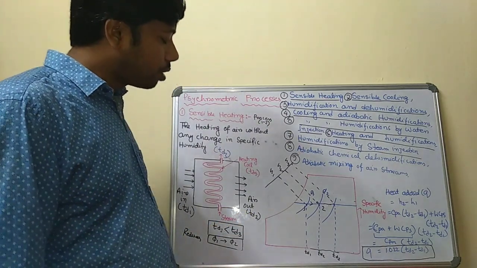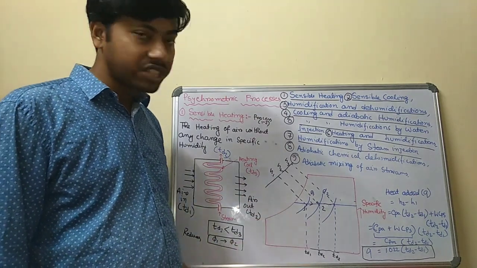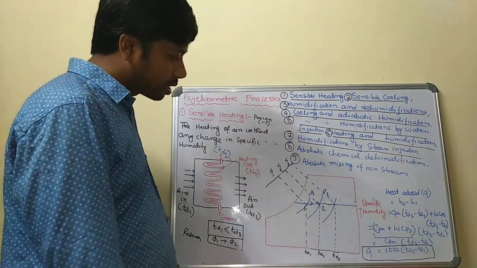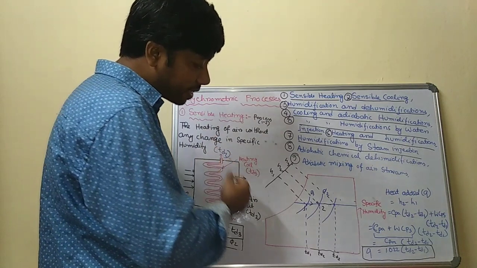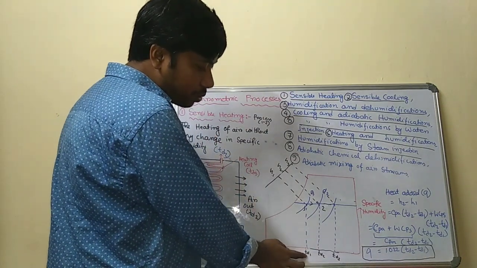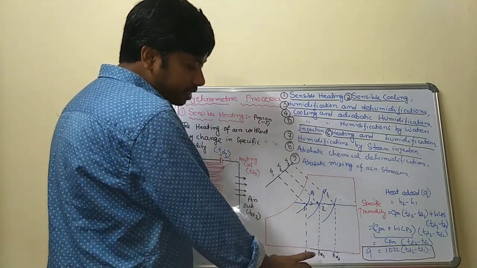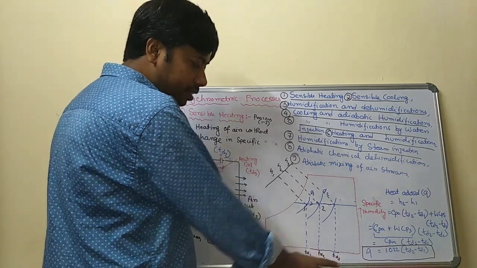Now, if you want to explain this on your psychrometric chart, you can understand it this way. This is the psychrometric chart, and these are TD1, TD2, TD3. So obviously TD3 is greater than TD2, which is greater than TD1.